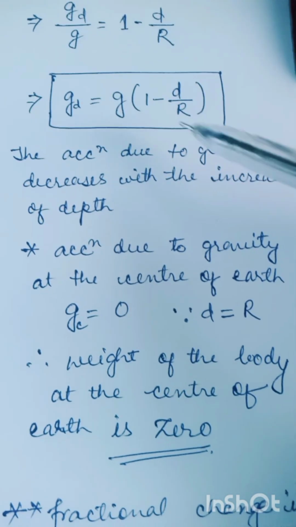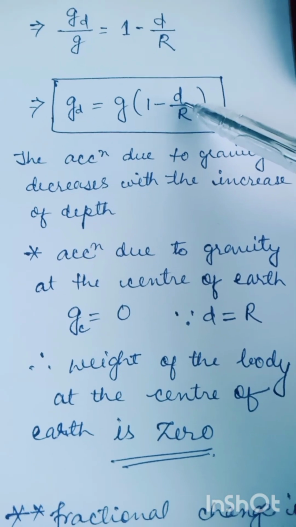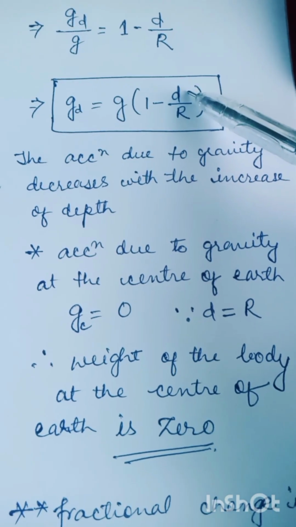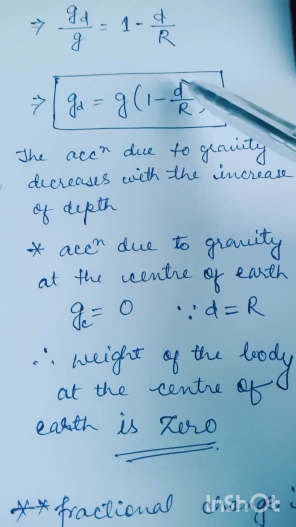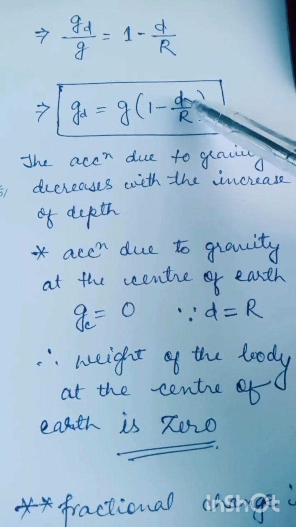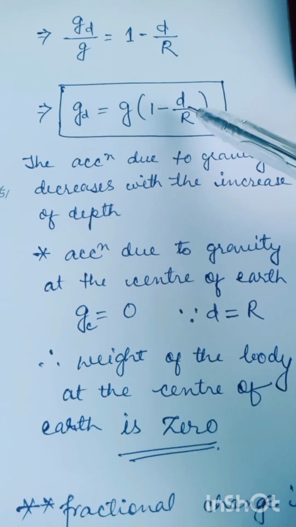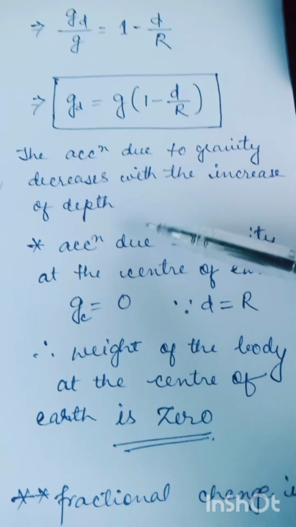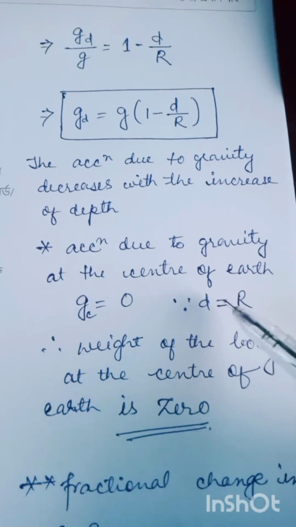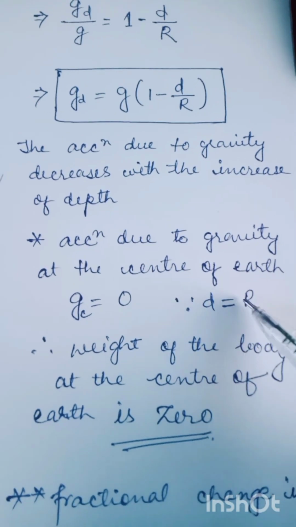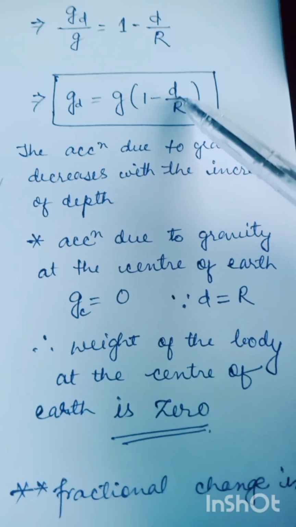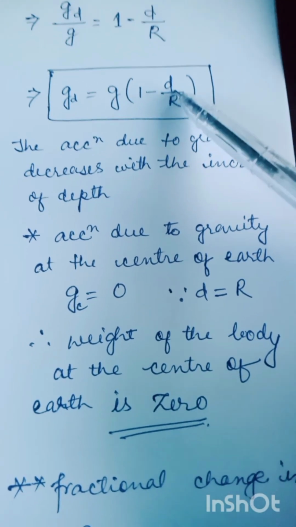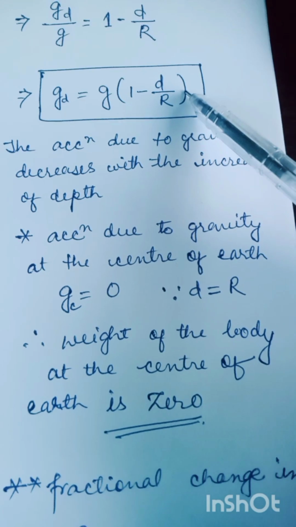So acceleration due to gravity decreases when depth increases. That means the value of acceleration due to gravity gradually decreases when depth increases, or we can say when the object moves towards the center of the Earth. At the center of the Earth, the separation d is equal to the radius of the Earth, and when we put r in place of d, we will get this bracketed term equal to 0.